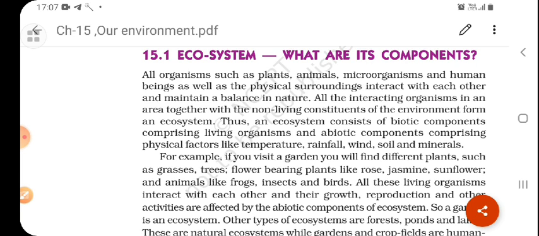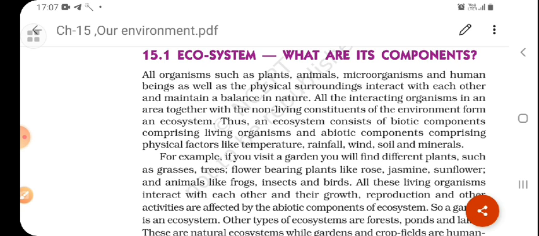Okay, and the term ecosystem was first given by A.G. Tansley in 1935. He defined the ecosystem as the interacting system comprising the biotic community and its physical environment. An ecosystem can also be defined as a unit made up of all living and non-living components of a particular area that interact and exchange materials with each other.